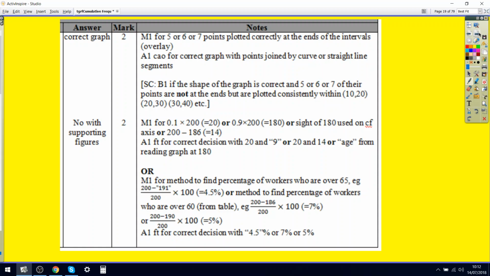Okay, so this one, hang on, I'll find a different one. Yes, you have to use this graph to estimate the median. Any idea how you do this?